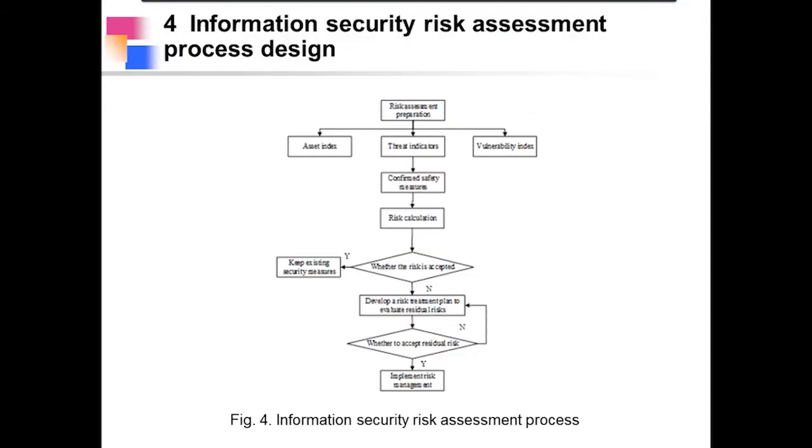The fourth, information security risk assessment process design. Information security risk assessment generally includes the following six processes: risk assessment preparation, site identification, threat identification, vulnerability identification, confirmation of existing security measures, risk calculation. The information security risk assessment flowchart is shown in the figure below.